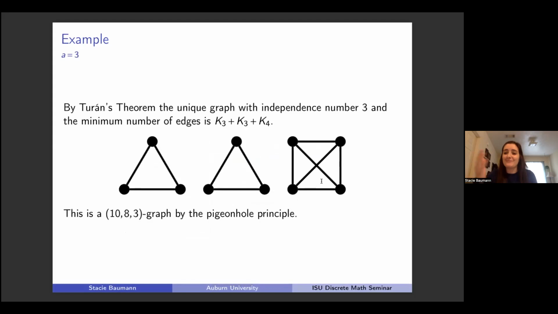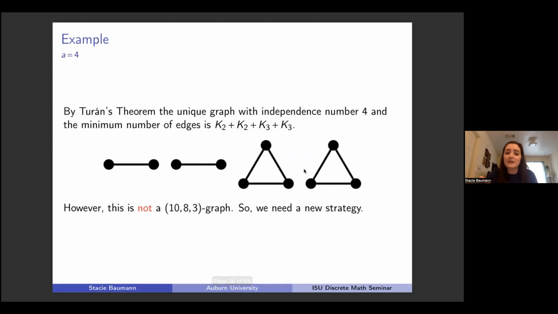Okay, so it seems like I'm just applying Turán's theorem so far. Same with this one: the minimum graph with independence number 3, ignoring the (10, 8, 3) condition, is K3 plus K3 plus K4. And that just so happens to already be a (10, 8, 3) graph. Again, pigeonhole: if I pick any 8 vertices, at least 3 of them are in the same component.